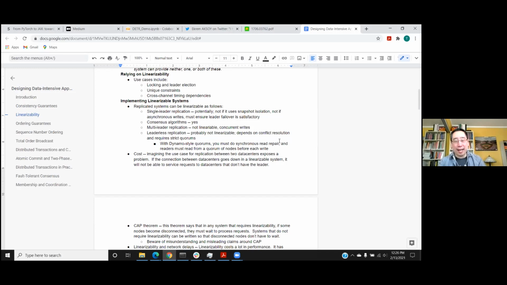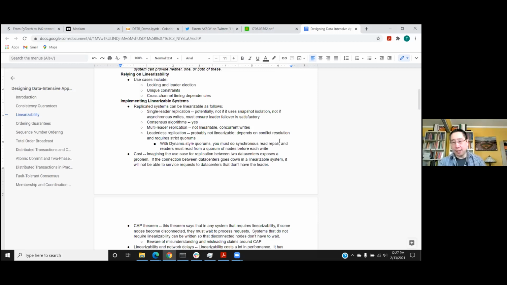And then in addition to that, the real problem with linearizability is, what do you do when your leader fails? The leader does a great job of ordering all the writes, but what do you do when the leader fails? Then you need to have a leader failover process that's satisfactory, that doesn't break linearizability.